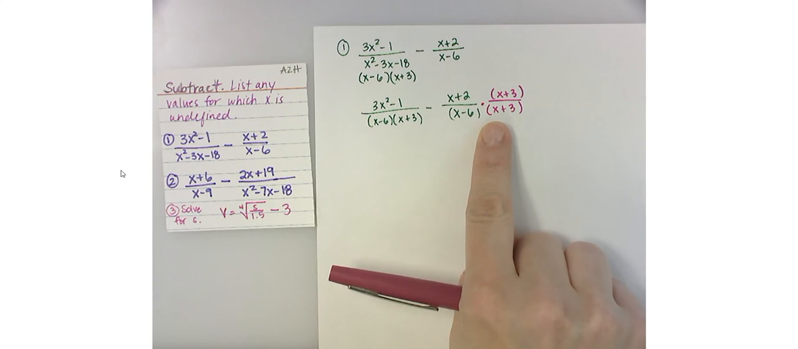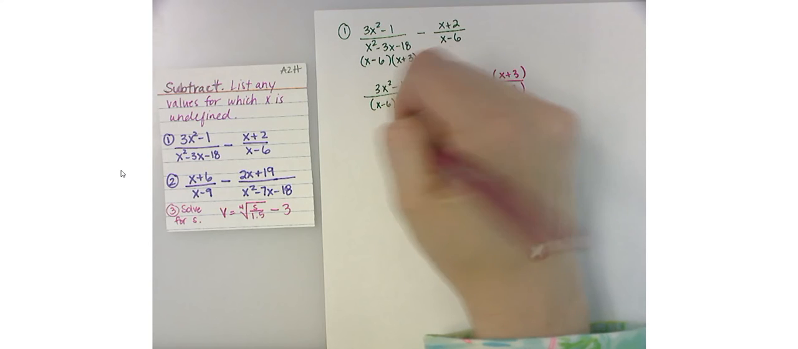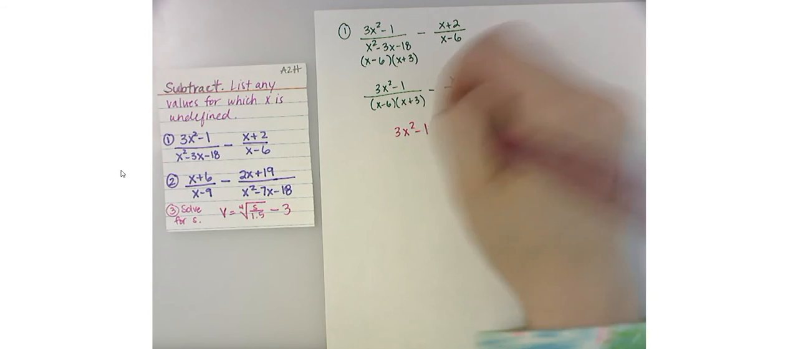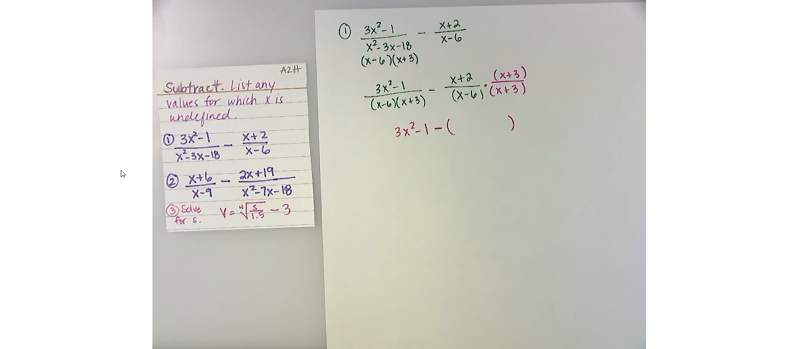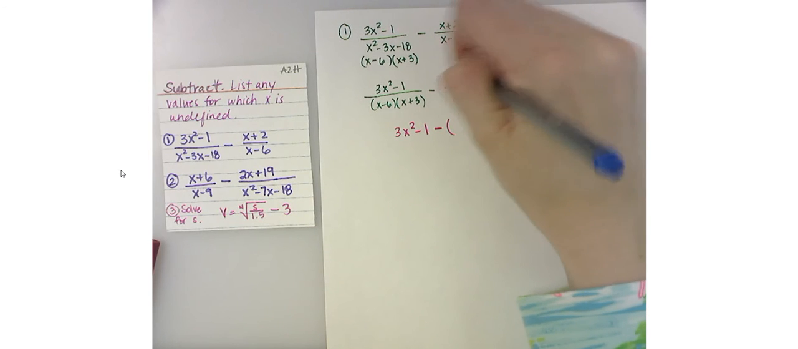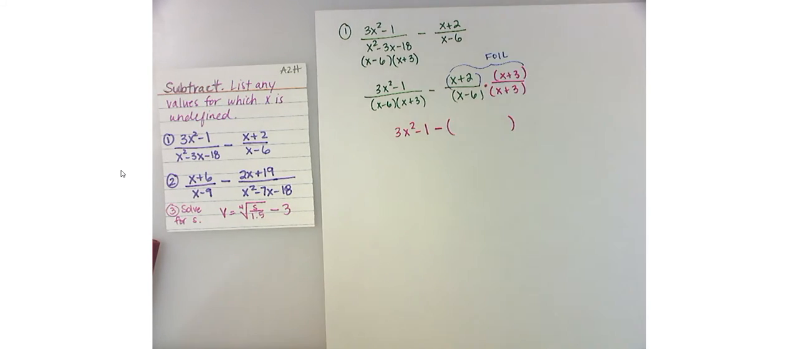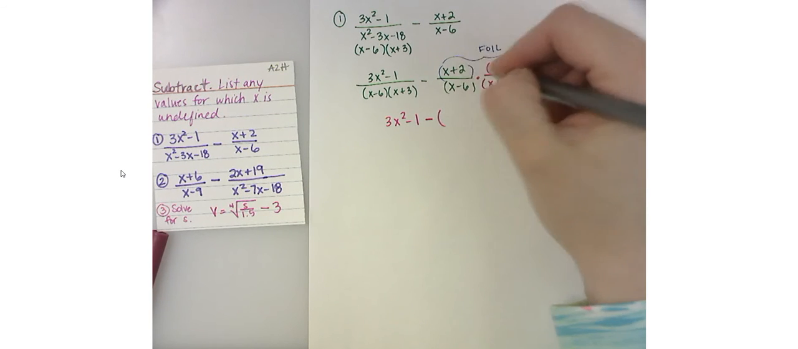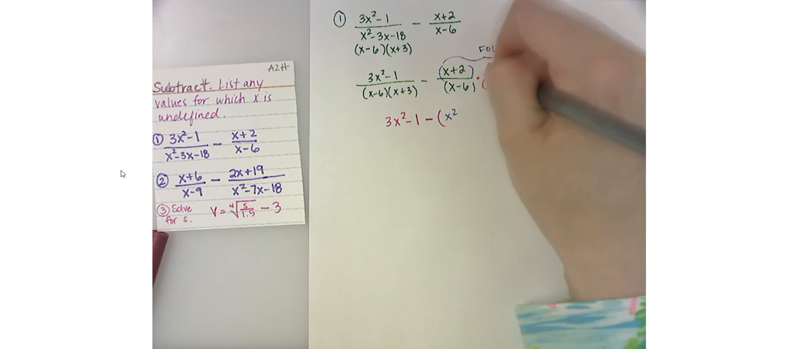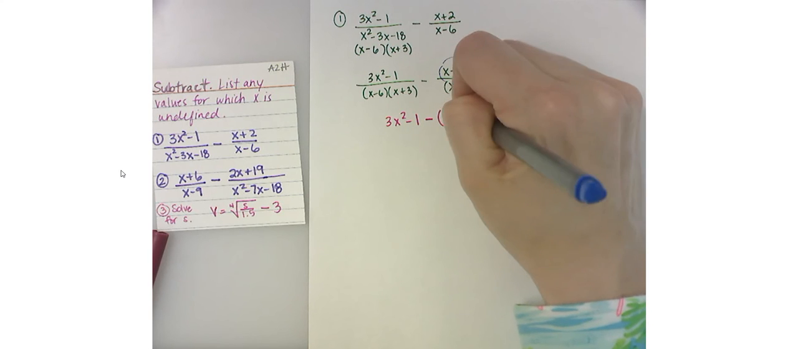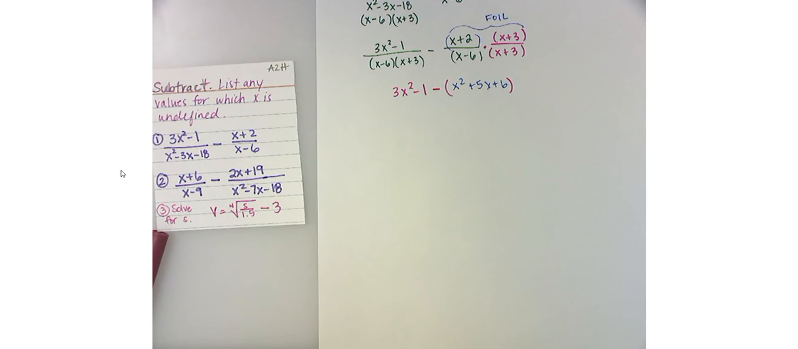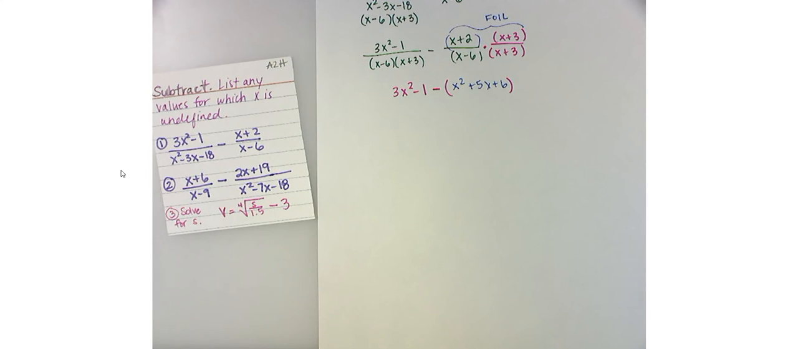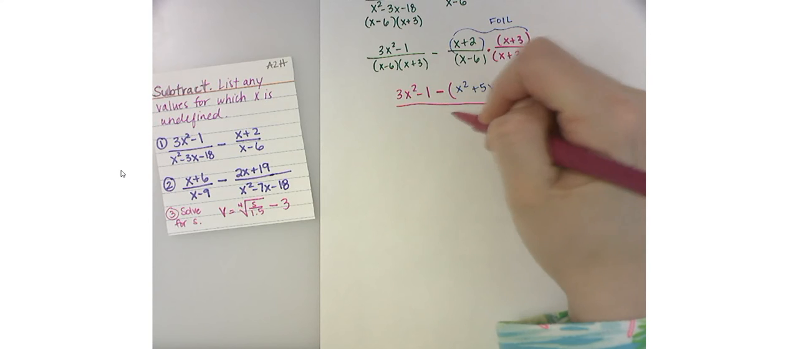Okay, so then we have 3x squared minus 1, and then it's going to be minus, and I'm going to put this whole quantity in parentheses. So what we're going to do is FOIL the two binomials. X times x is going to be x squared. 2x plus 3x is going to be 5x. 2 times 3 is going to be 6. And then your denominator stays the same. So x minus 6 times x plus 3.